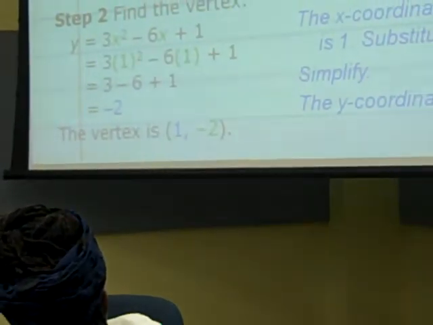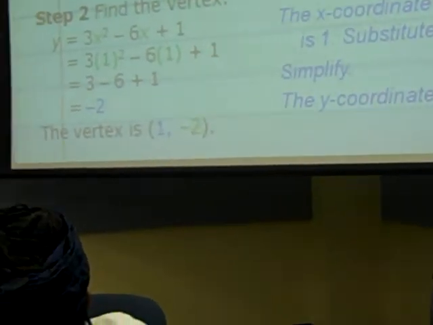That, we simplify, and what do we get? We get y is equal to -2. So your vertex will be 1, -2.